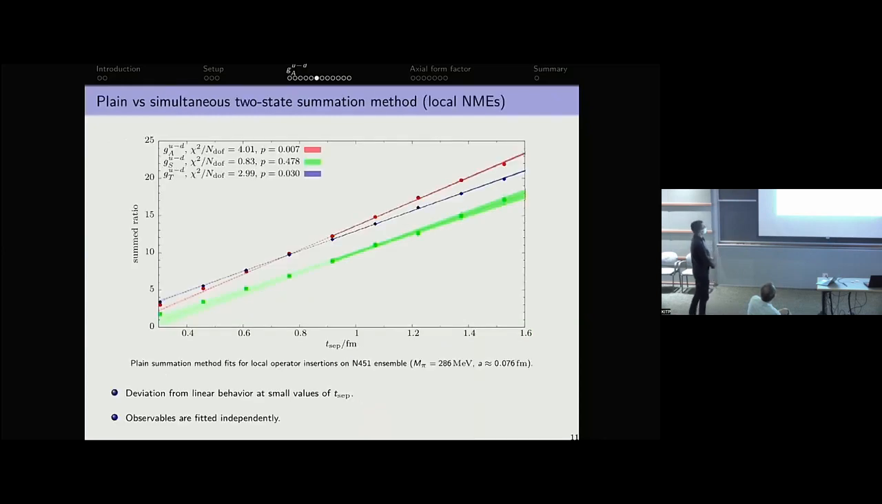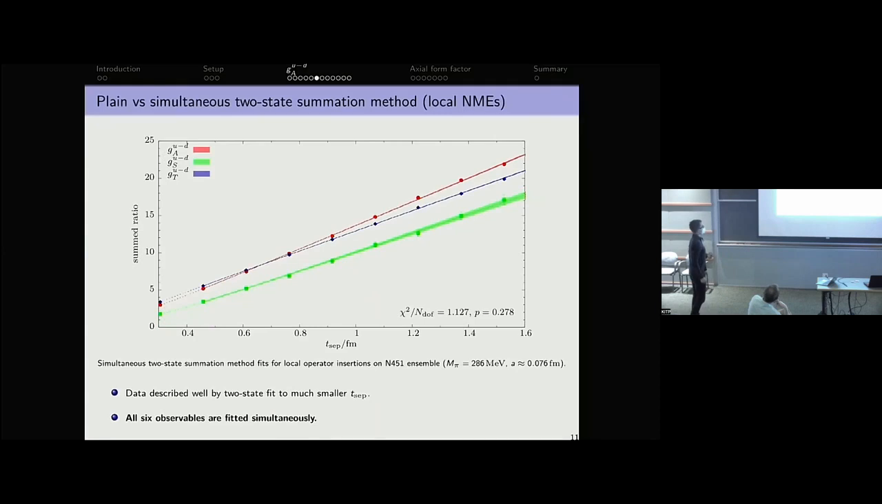Okay, so how does this look in practice? This is just data on one of our ensembles for the standard linear summation method. This is the minimal source-sink separation versus the summed ratio. Then you do a linear fit starting from one point. In the darker shaded region, this is where the fit actually has support. If you look at this closely, going to smaller and smaller source-sink separation, you can see a deviation from linear behavior, and that's exactly the effect of excited states.